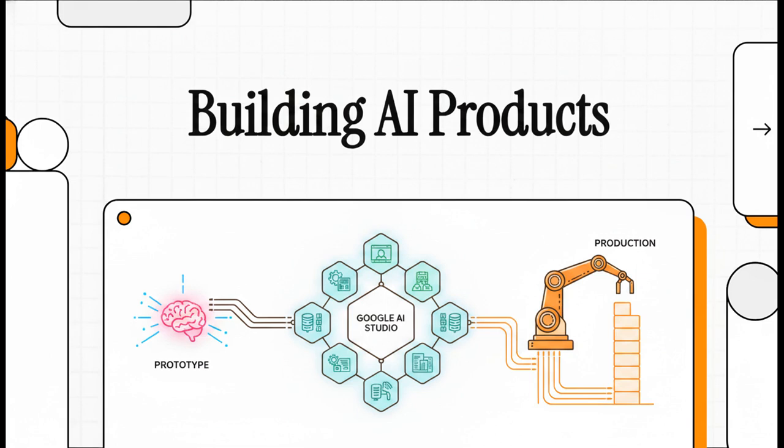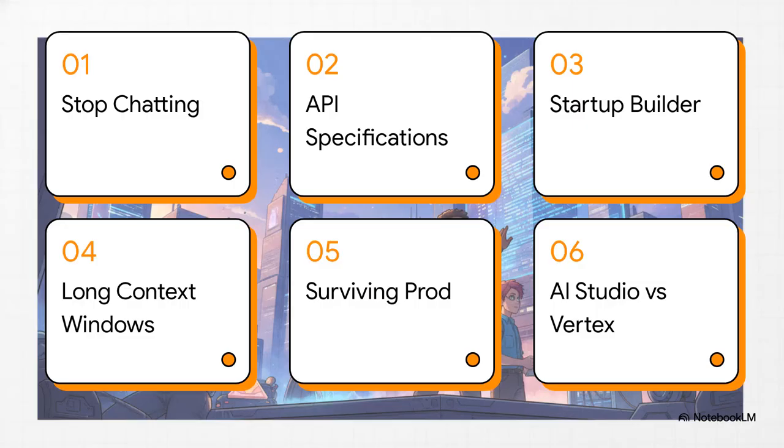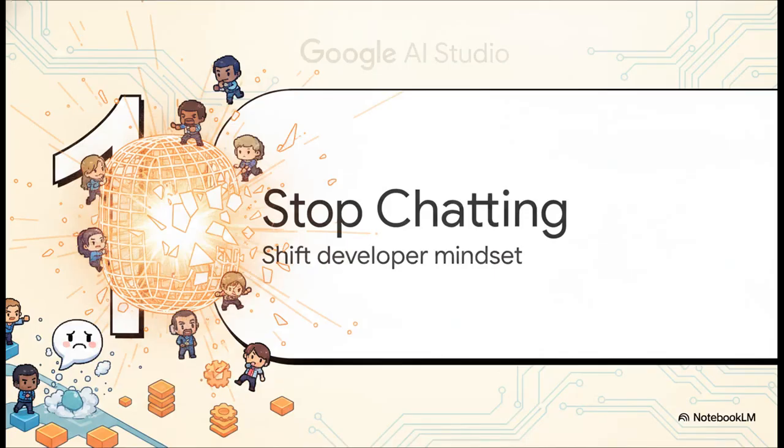So today, we're going to look at a structured blueprint for successfully making that leap, and we're going to explore exactly how to do this using Google AI Studio. All right, here's our engineering journey for today. First, stop chatting, start building. 2, prompts as API specifications. 3, the Startup Builder Toolkit. 4, leveraging long context windows. 5, surviving production and troubleshooting. And finally, 6, AI Studio versus Vertex AI. Let's get to it. Section 1.